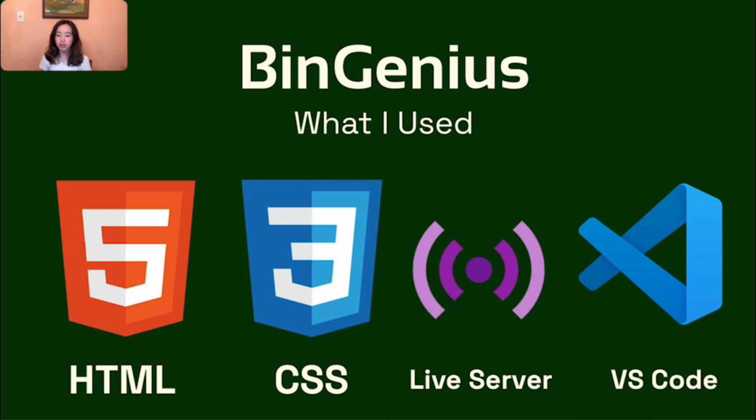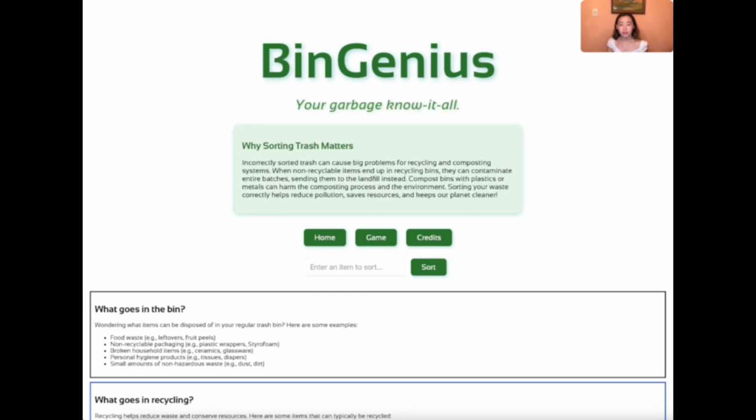To create BinGenius, I use the languages HTML for my main coding and CSS for my style sheet. I used Live Server to get it on the web, and I used VS Code as my program for coding the app. This is my website, BinGenius in action.